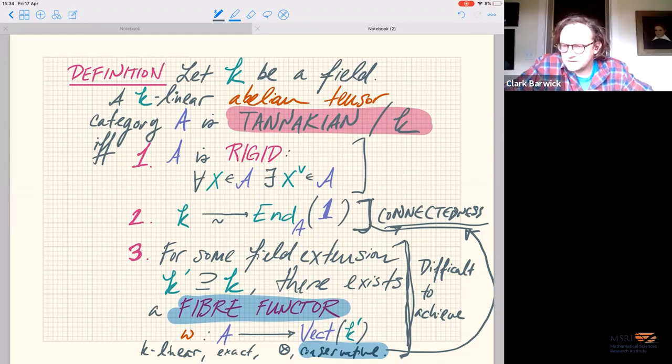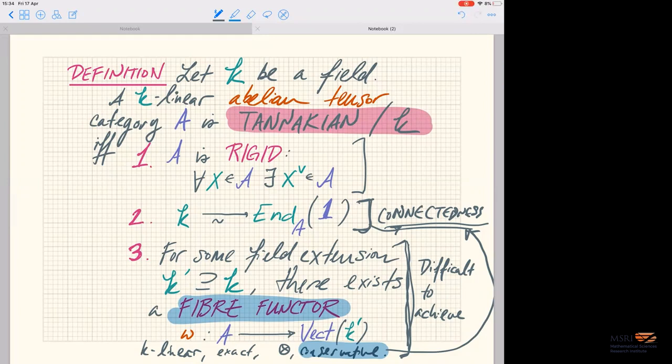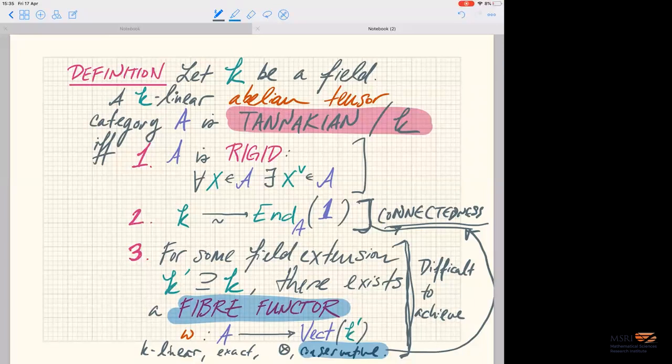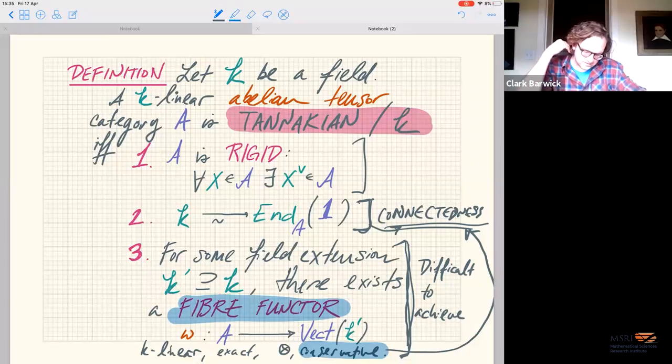Is that right? Can you say it again? This issue, it is the case, however, that for local systems of ordinary vector spaces over a CW complex, condition two will hold if your space is connected. Yeah, I'm sorry, if it's connected. Right, absolutely, that's right, thanks, Tomer. There's two forms of, that's right.